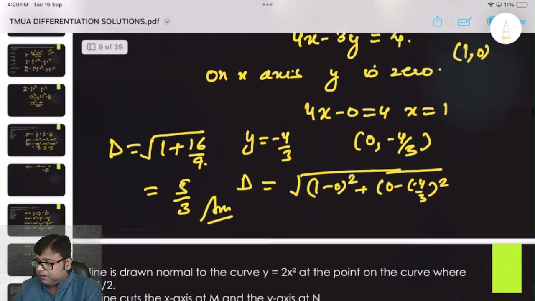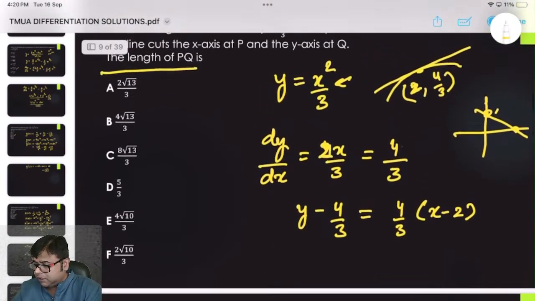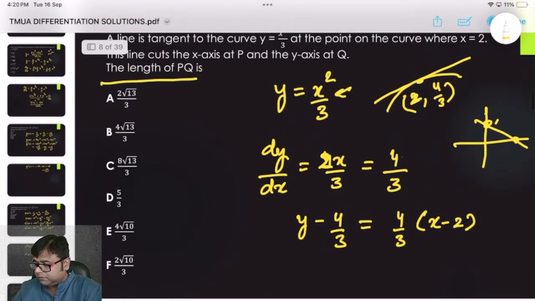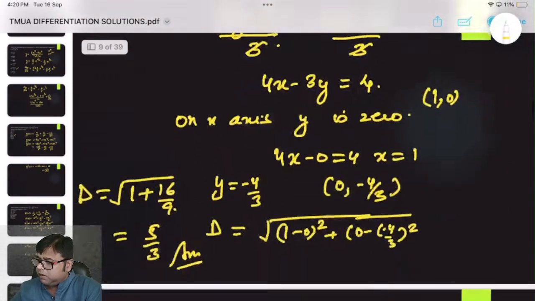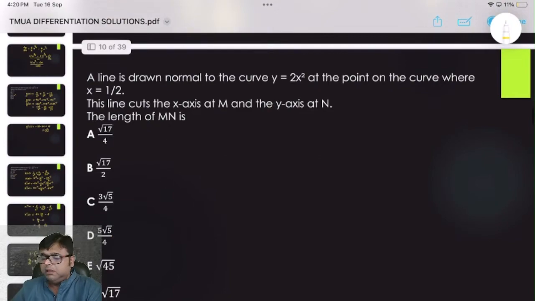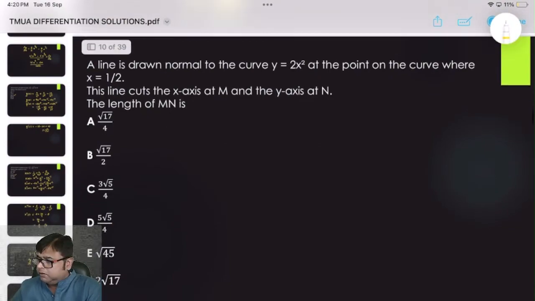So let me check where exactly it is in the options. Yes, D is the right answer. So this is how we can do this question. All these types of questions are there, right? Now let's move on to the next one.